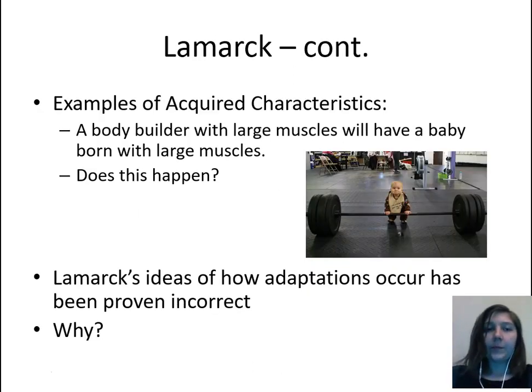So for example, for acquired characteristics, a bodybuilder with larger muscles, so through continued use, he's getting bigger, better muscles. But with acquired characteristics, it would happen that his baby would be born with large muscles. Does this actually happen? No, because we know that things like muscles are built up over time, and that's an environmental factor. It's not a genetic change. So since bodybuilding does not change your DNA, it cannot be passed on to offspring.